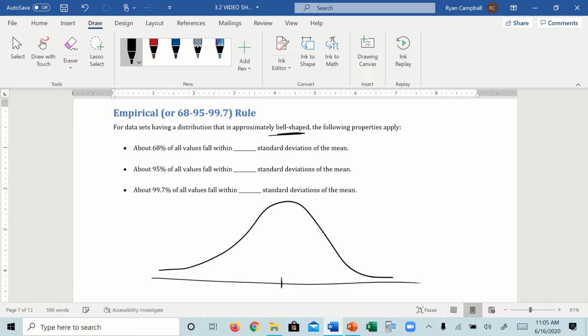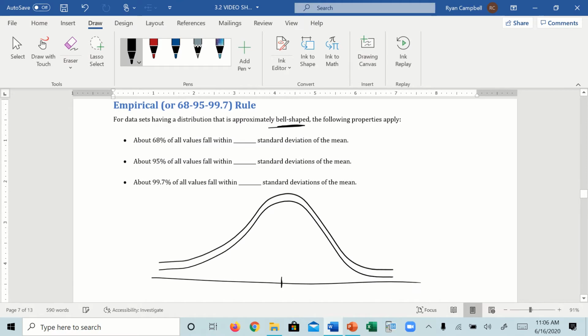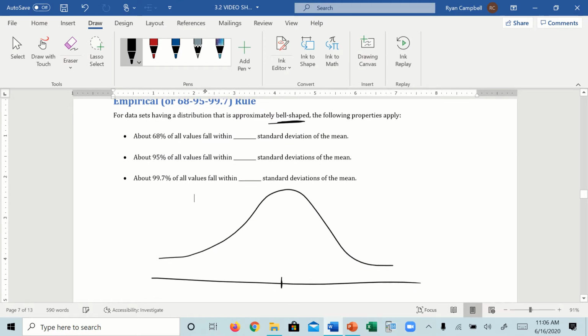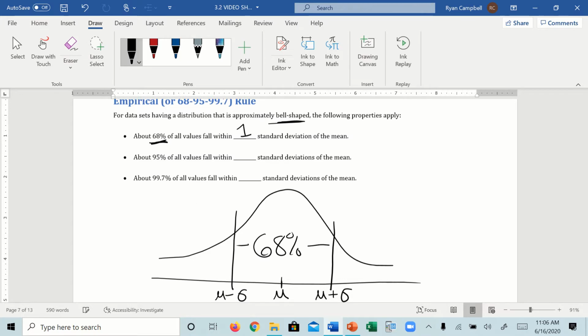Remember we talked about how the mean will always go in the middle of a normal distribution. So we could put mu for the mean. If it's a normal distribution, then one standard deviation above and below, if you think about this as a number line, if you added a standard deviation, I guess that would be sigma because it's a population, and you subtracted a standard deviation, between these two values is 68% of your data.